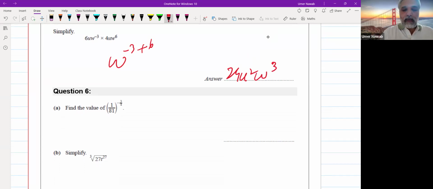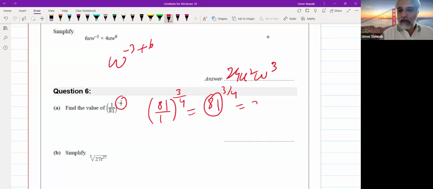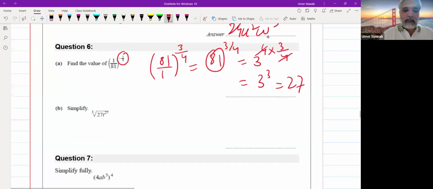This one is interesting. I'm going to flip my fraction. So 81 goes up and 1 goes down. So negative 3 over 4 changes to plus 3 over 4. And now I'll write 81 power 3 over 4. 81 can be written as 3 power 4, times 3 over 4. So the 4s cancel. What is left to me? 3 power 3, which is equal to 27.